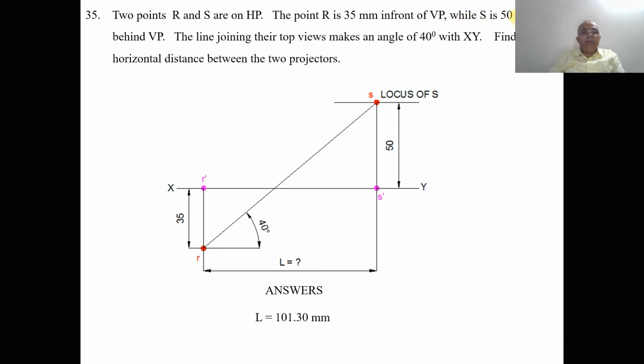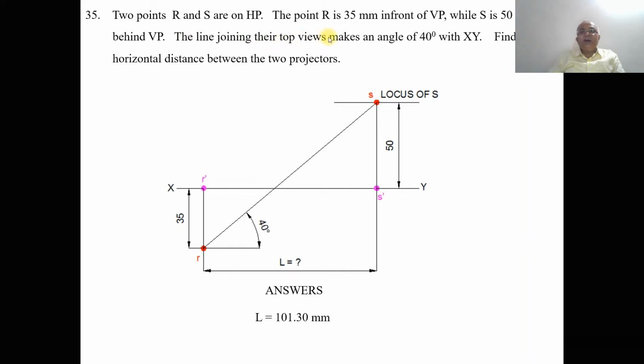Then S is 50 mm behind VP, so behind VP will always come above the XY line. So from the XY line you measure 50 mm and draw a horizontal line. So it will be the locus of S. Because we don't know where exactly the top view of the point will lie, because S is 50 mm behind VP, it is always seen in HP. So since the image is on HP, obviously that is the top view.